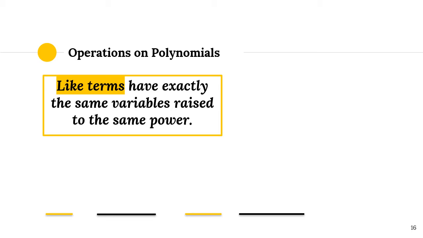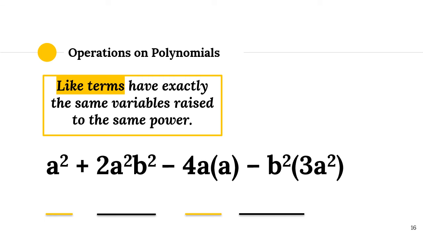So if A on the first term has 2 as an exponent, the A on the second must have 2 as well in order for both to be considered like terms. All of the variables in each term must have the same exponent as in the other in order for them to be called like terms. Let's have an example to make that easier. So let's have this one as an example.